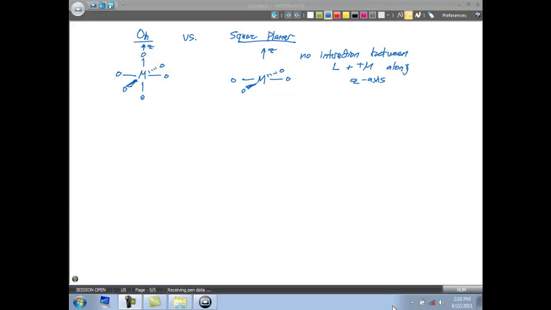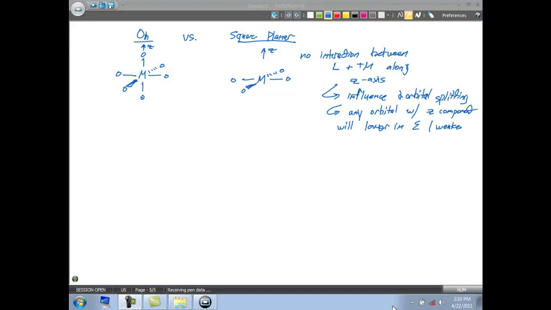And because of this, this is going to influence the d orbital splitting. And the way it's going to influence this is that any orbital with a z component will lower in energy. And the reason it lowers in energy is because it has a weaker interaction.